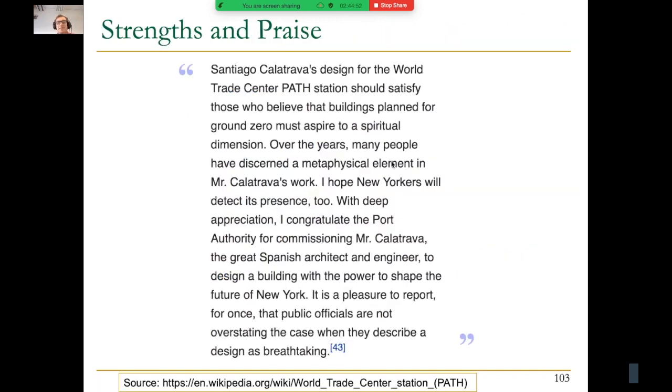And clearly some people like it. This actually cost people a lot. I think we will see this cost. If we don't see it, I will let you know. But you can see some praise over here, which is, the last line is very interesting. It's a pleasure to report for once that public officials are not overstating the case when they describe a design as breathtaking.